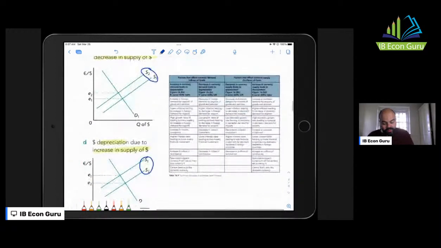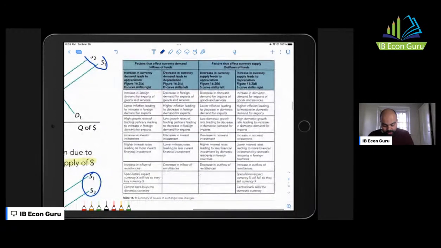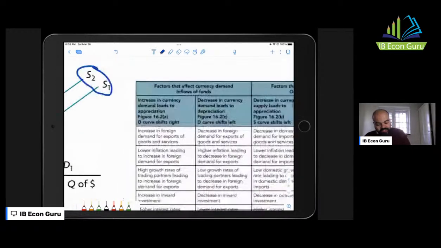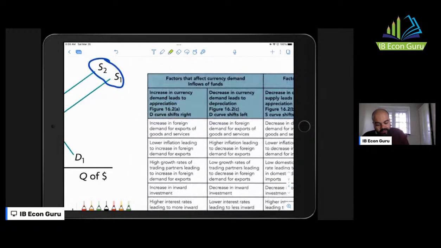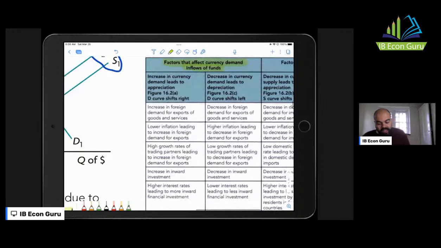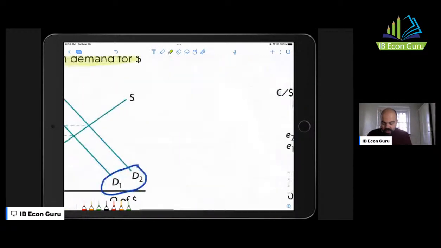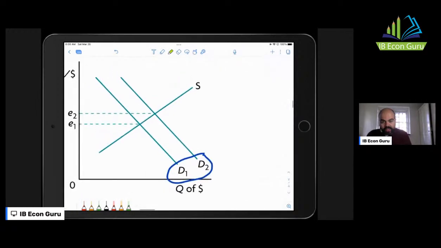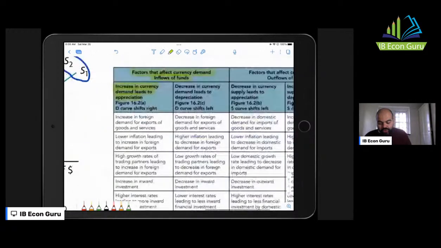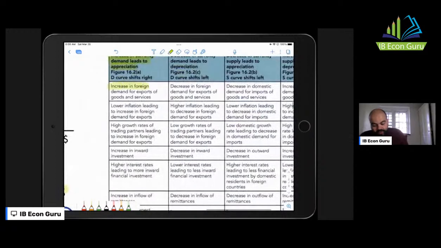So here, this I got from the Eli Trigaki's textbook, which is a really good summary. All right, I'm going to talk about the factors that affect currency demand and the inflow of funds first. So an increase in currency demand, which leads to an appreciation, okay, this one here, could be due to an increase in foreign demand for exports of goods and services. So an increase in foreign demand for American exports, okay?